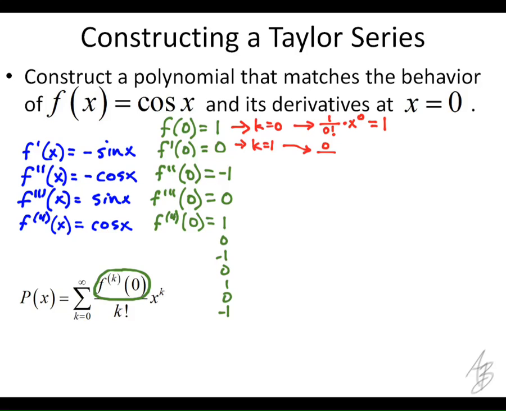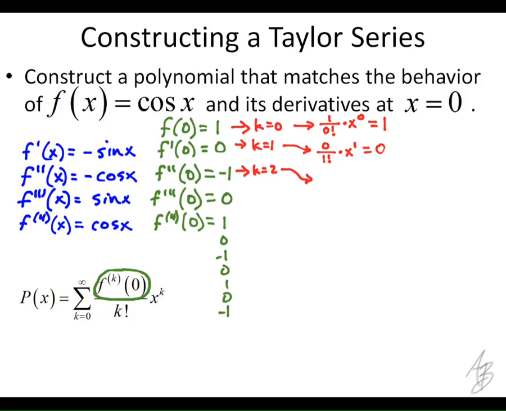0 over 1 factorial times x to the first. Now all this stuff, the 1 factorial, the x to the first, those don't really matter because what's that going to be? That's just going to be a 0. Okay. Next one, we have k is going to be equal to 2 for this one.